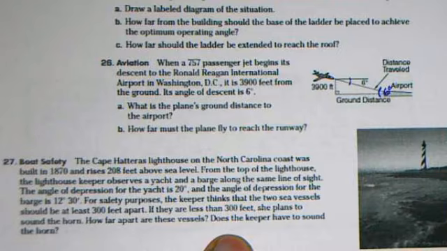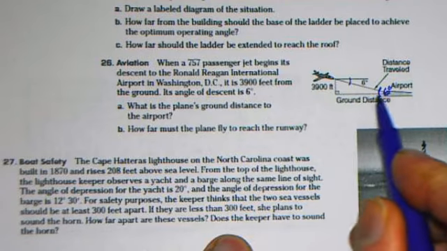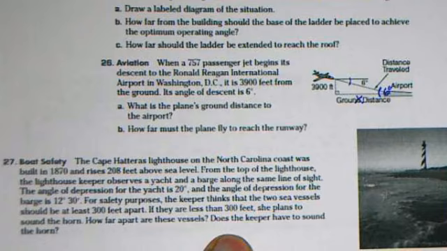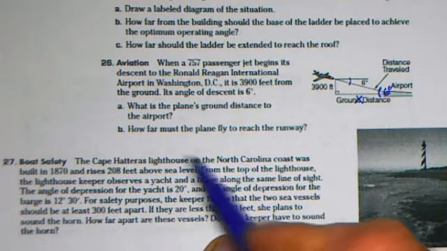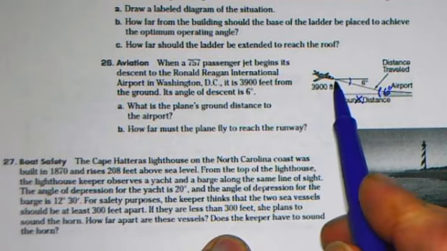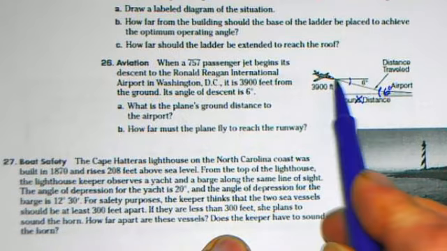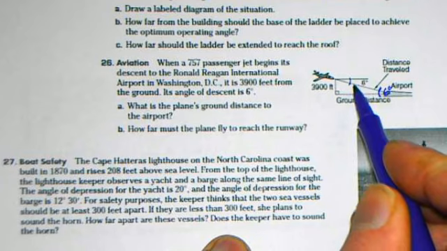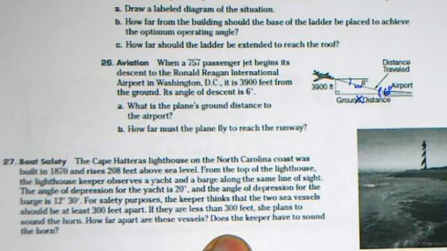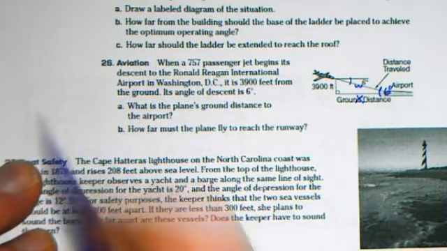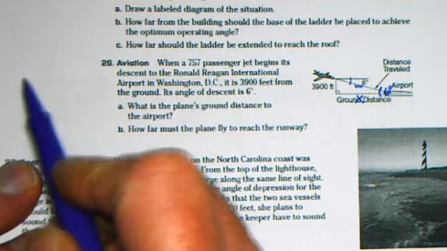And they want us to find the ground distance from the airport. We'll call that x. And also, how far must the plane fly? I take that to be the hypotenuse. That's the path it's going to fly along. We'll call that w. So let me redraw that triangle and label it.